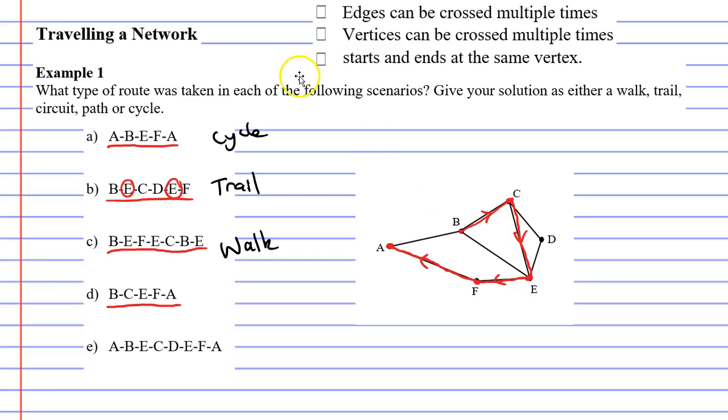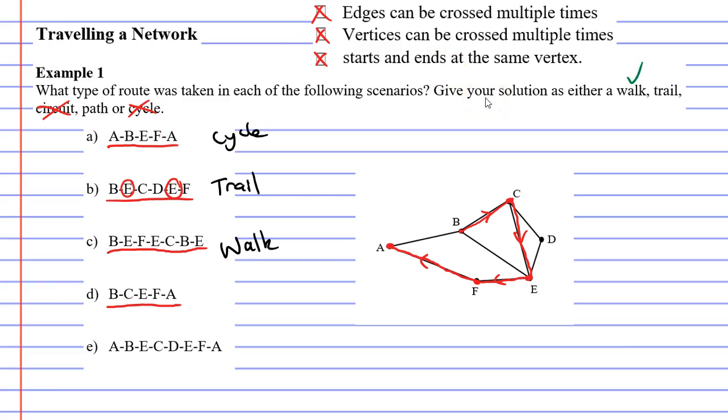What do we learn from this? Well, we definitely don't start and end at the same vertex, and we never cross edges multiple times, and we never cross vertices multiple times. I know that it is definitely not a circuit or a cycle, because circuits and cycles start and end at the same vertex. It definitely could be a walk.